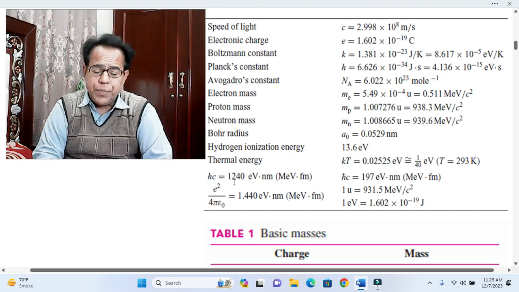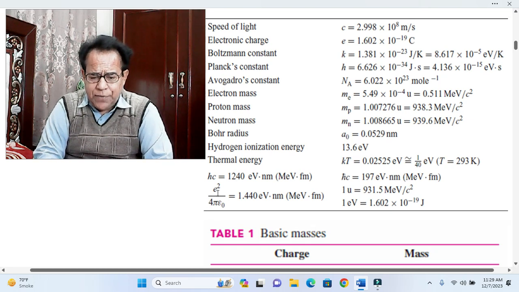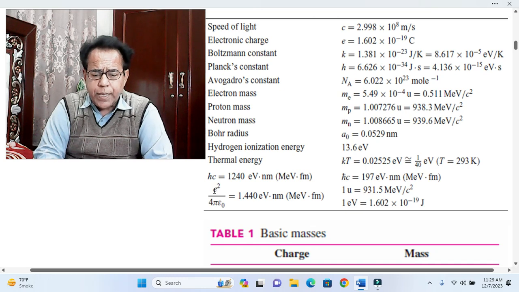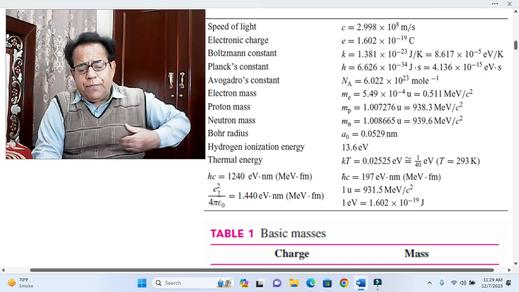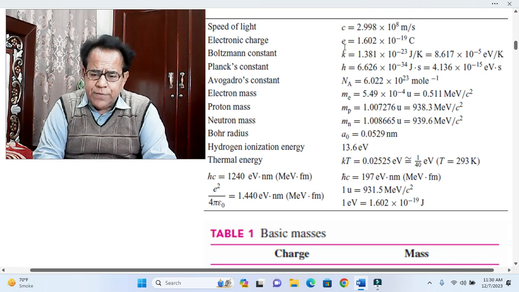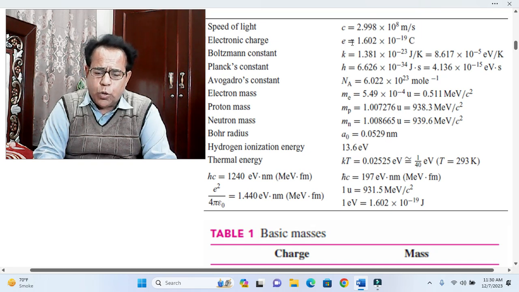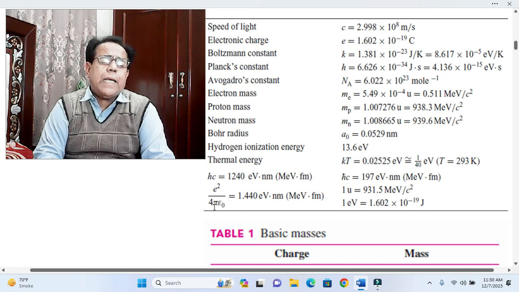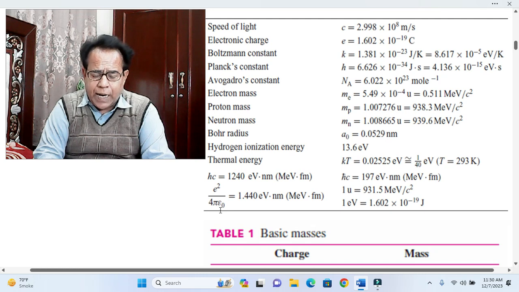Similarly, dear students, in this table the value of e square over 4 pi epsilon naught is given. Actually we have to find out this value, while its exact value is given in this table. Here we also see the value of e separately given in the second row. Similarly, the value of pi is 22 by 7, that is 3.14. However, the value of epsilon naught is not included in this table.